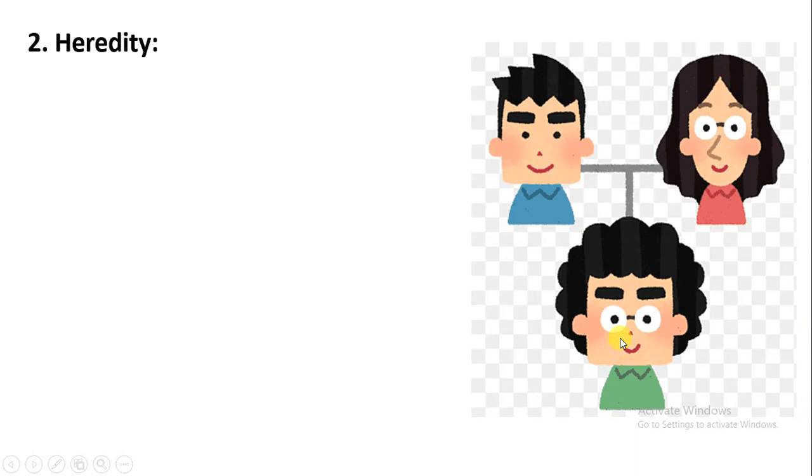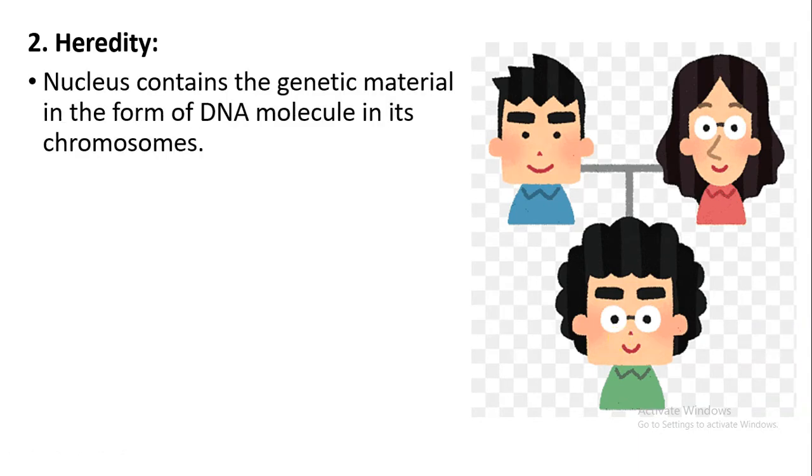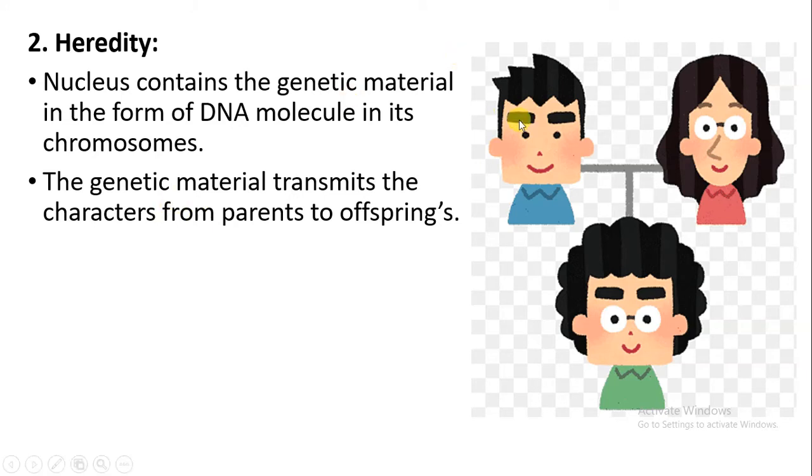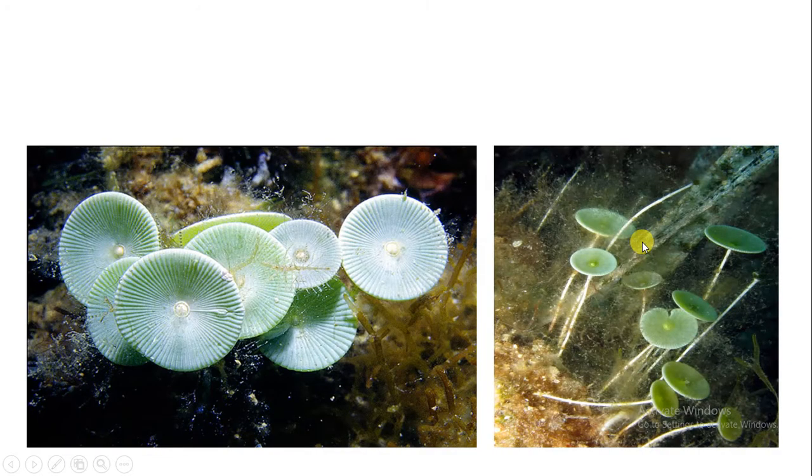The next function is heredity. As we know, the information in the form of codes is present in the DNA, and the DNA molecule is the one by which the chromosome is formed. So the genetic material DNA gets transferred from both the parents to the offspring.